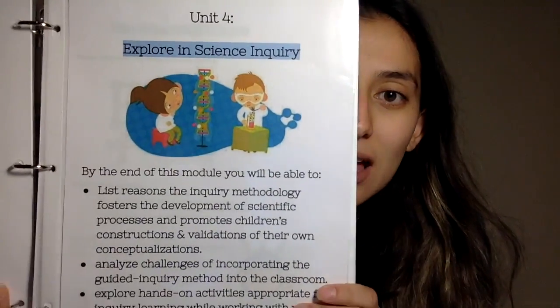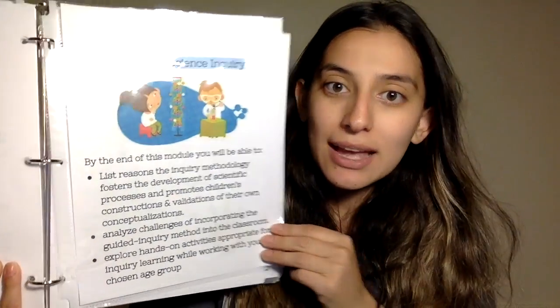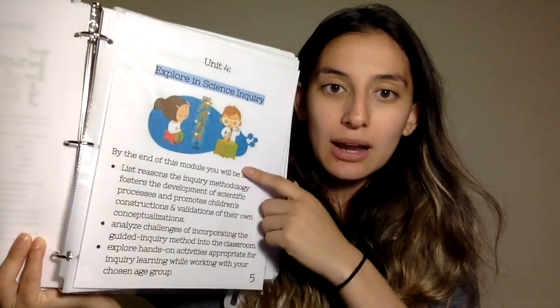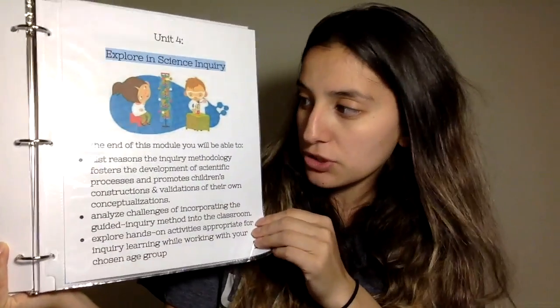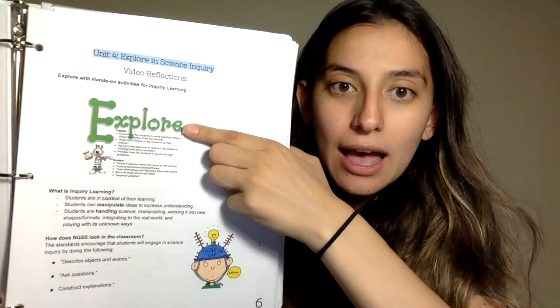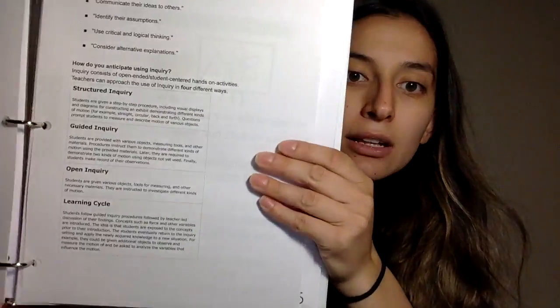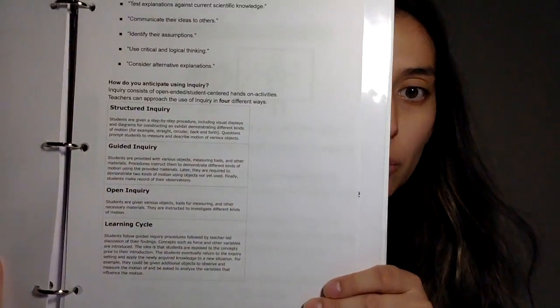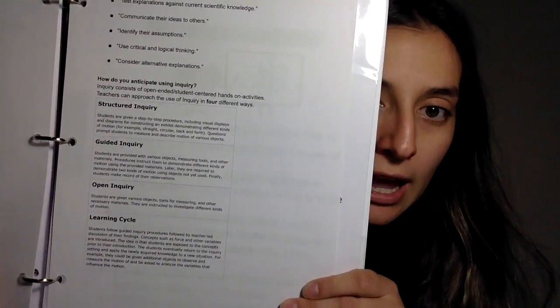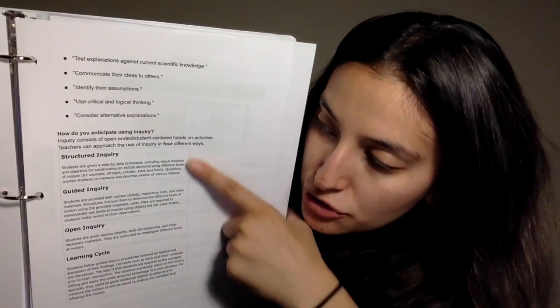This is Unit 4, Exploring Science Inquiry, and this one had a longer list of objectives, which I really liked. Again, I included the same clip art that was given to us in our agenda and outcomes. Then I included a table for what we learned about inquiry, the different types of inquiry, and how we could use them in our classroom.